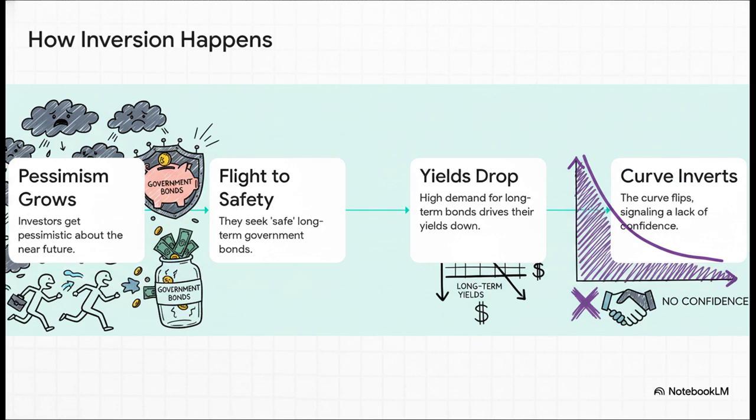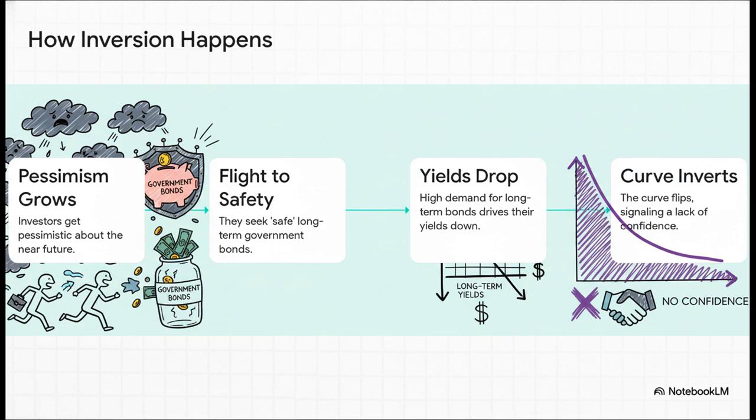So you might be wondering, how does this inversion actually happen? Well, it's basically a chain reaction, and it's all driven by psychology. First, people start to get worried. Investors get nervous about the economy in the short term. So what do they do? They look for a safe place to park their money. This triggers what's called a flight to safety. They sell riskier stuff and pile into super safe long-term government bonds.